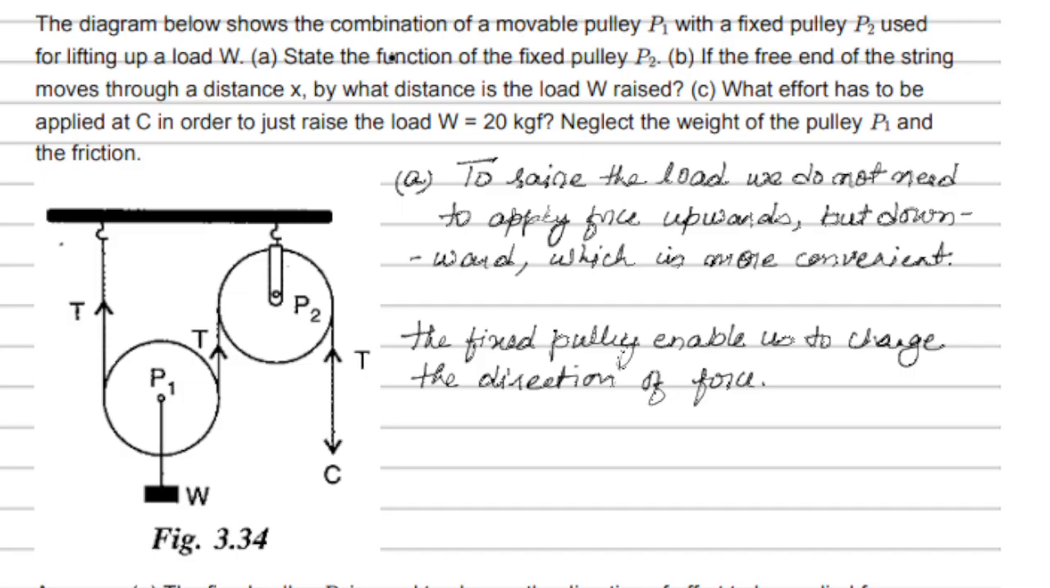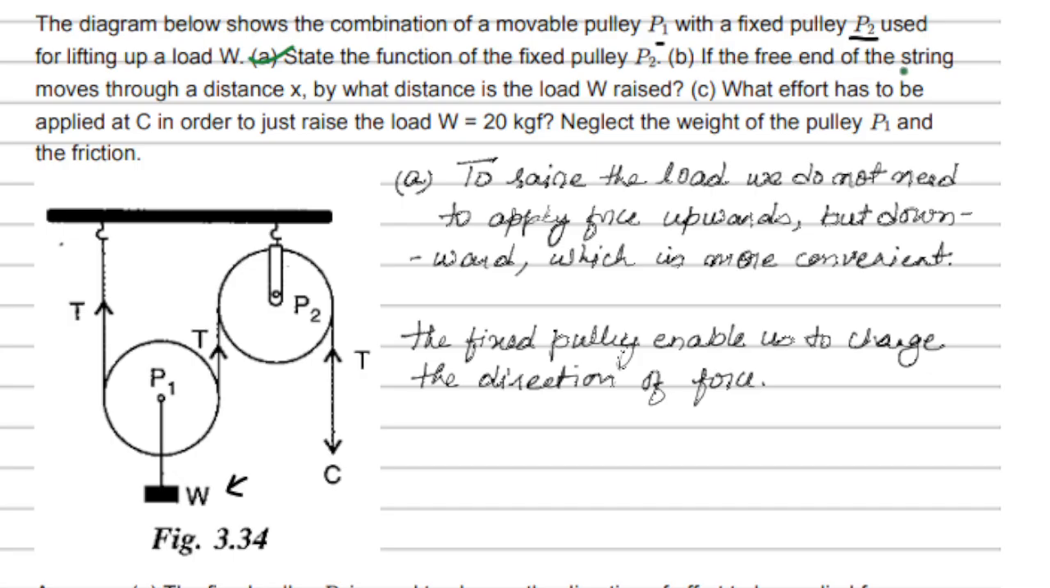The diagram below shows the combination of a movable pulley P1 with a fixed pulley P2. So this is the fixed one and this is the movable. So it can move up and down. Okay, we are lifting this weight. This is given W. Now let's see, state the function of fixed pulley P2. What the fixed pulleys are used for, they are used to change the direction. If this pulley is not there, we have to pull it like this upwards again. So if we introduce this pulley, what will happen? We can pull it now downwards at our convenience as we were pulling in the previous case. Okay, so part A is done.